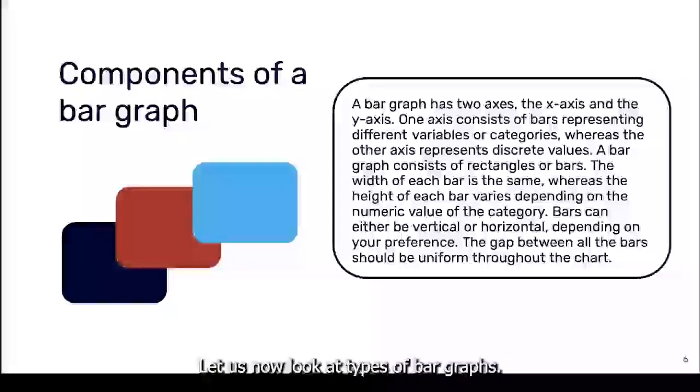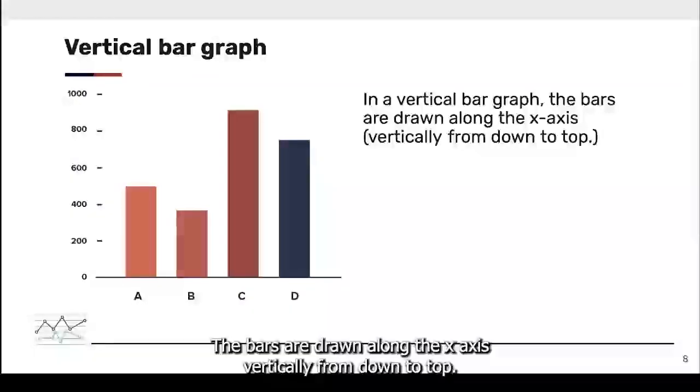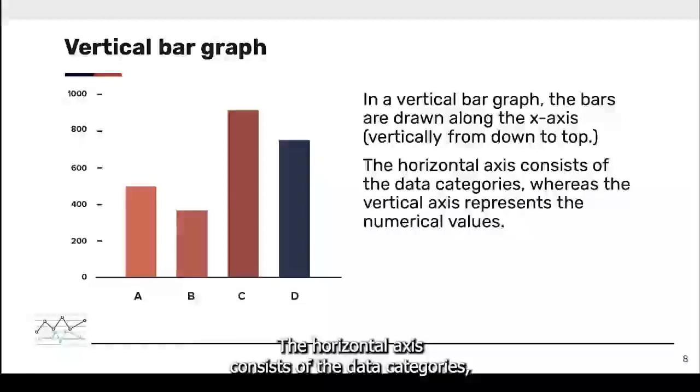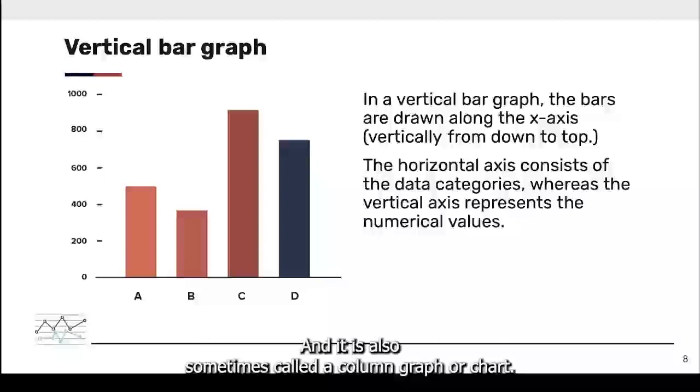Let us now look at types of bar graphs. In a vertical bar graph, the bars are drawn along the x-axis, vertically from down to top. The horizontal axis consists of the data categories, whereas the vertical axis represents the numerical values. A vertical bar graph is more common than a horizontal bar graph, and it is also sometimes called a column graph or chart.